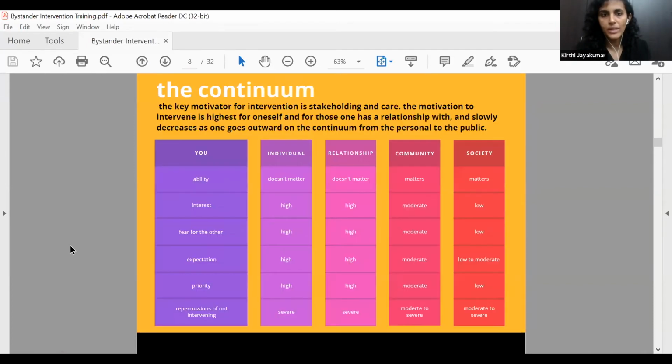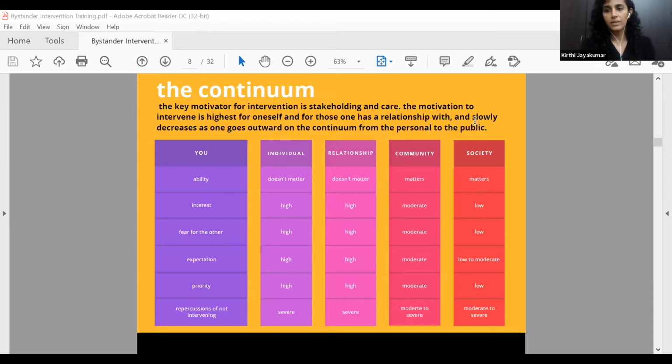Most often, we intervene based on the nexus we have to the incident that's happening or the person facing the incident. So what you see on the screen before you in my slide is what I call the continuum. Now, the key motivating factor for intervention, or that encourages us to intervene itself, is our stakeholding and the extent of care that's involved. So on the extreme left, you see a column that says you. Now, when it's something that you want to intervene into, which concerns you yourself, or immediately after you in the next column, an individual, somebody that you care for, your ability doesn't matter.